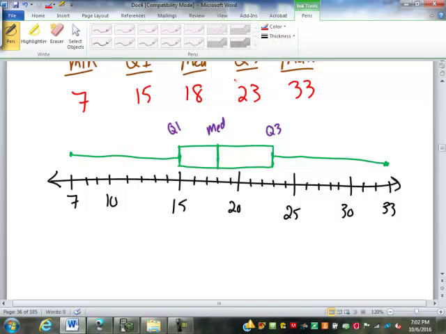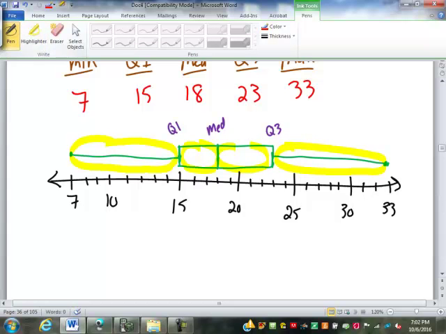What it tells us is how this data is distributed. Each piece of this plot is 1/4 of the data. This is 1/4, this is 1/4, this is 1/4, and this is 1/4.